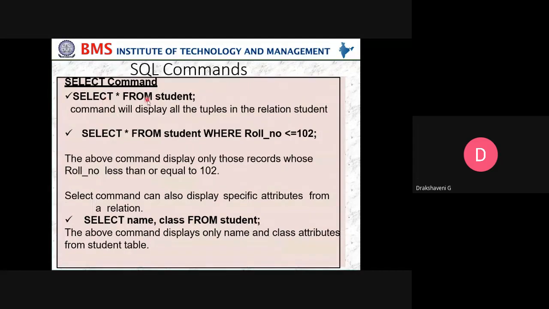Select command: select star from student. The command will display all tuples in the relation student. Select star from student where roll number less than or equal to 10. The above command displays only those records whose roll number is less than or equal to 10. The select command can also display specific attributes from a relation. Select name, class from student. The above command displays only the name and class attributes from the student table.